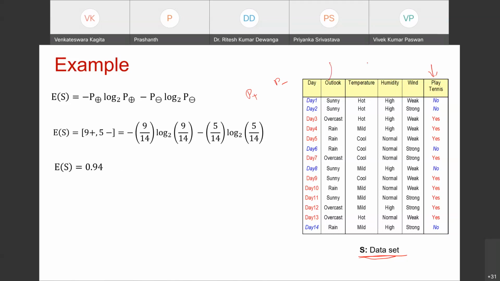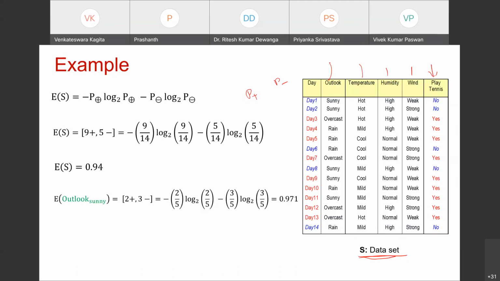Let's take outlook, temperature, humidity, and wind, and see how much reduction in impurity is happening with respect to each of these features. So let's take outlook. What are the possible values for outlook? How many are there? The 3 unique values: sunny, overcast, and rain. Good.